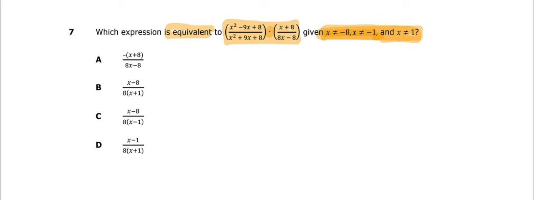Fractions that are being multiplied are honestly like the best, because when you multiply fractions, you literally just multiply straight across. So if you have a over b times c over d, you just multiply them straight across, so it's ac divided by bd. So in order for me to multiply these fractions, I just multiply them straight across.